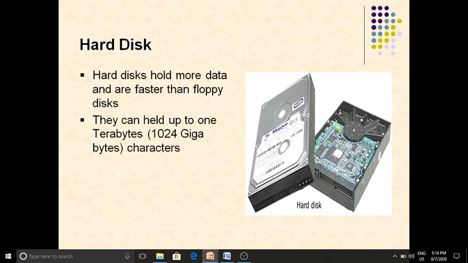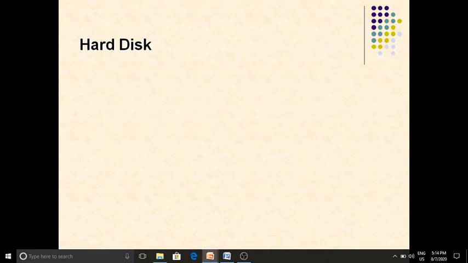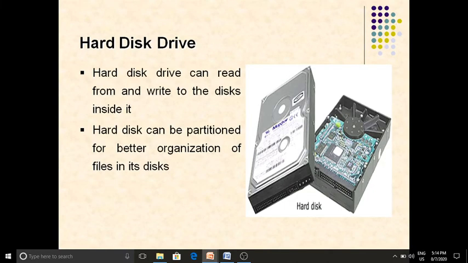Nowadays, what we are using in computer systems for holding data and for faster processing is the hard disk drive. So the hard disk drive can hold data up to 1 terabyte, that is 1024 gigabytes. Okay students, this is the picture of a hard disk drive you can see here. We were discussing the hard disk drive.